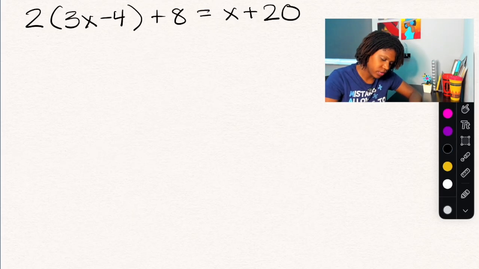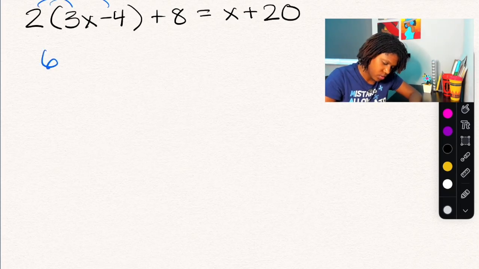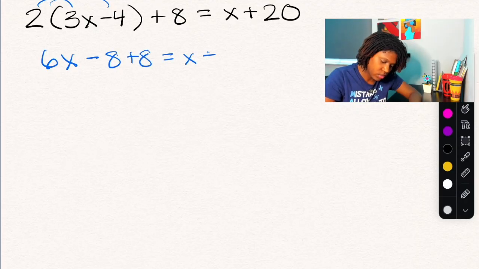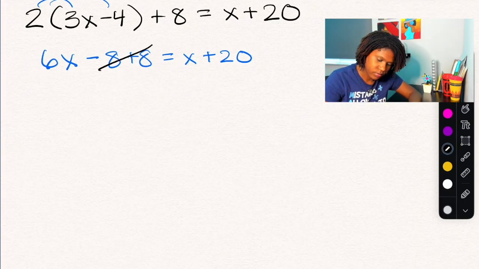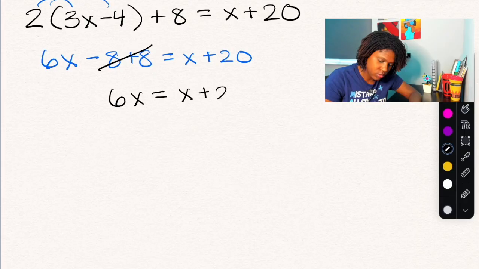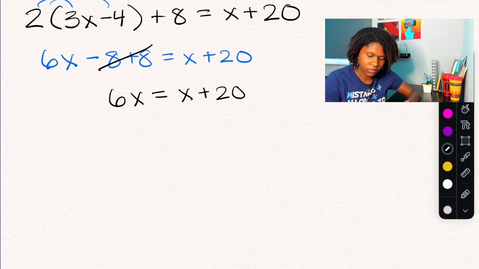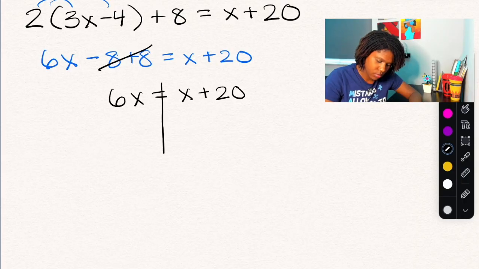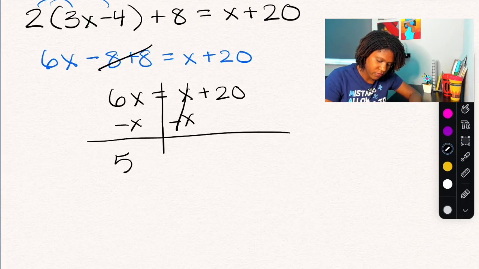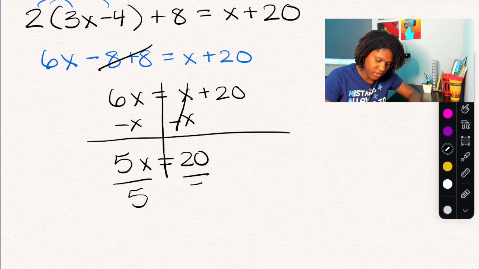Okay, first things first is to distribute. You would get 6x minus 8 plus 8 equals x plus 20. These 8's cancel out, so then I'm left with 6x is equal to x plus 20. Going to subtract x on both sides. I would have 5x is equal to 20. Then I'm going to divide by 5 on both sides and find out that x is equal to 4.